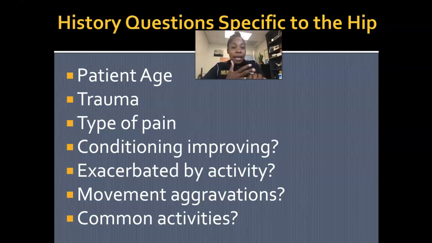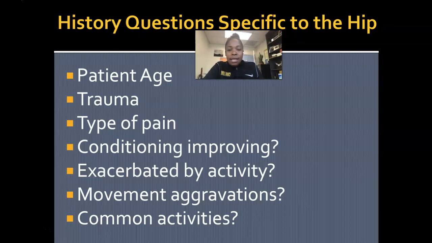We know that older patients are more susceptible to hip fractures, and so that just becomes an important question to ask. We want to ask about trauma, and what we're worried about is what? The femoral triangle, right? We're worried about, did they take an anterior blow to that femoral triangle? Is this a medical emergency? Are we tracking there, guys? Similarly, the type of pain. Is it burning? Is it tingling? Again, we're thinking femoral triangle when we're asking this historical question.